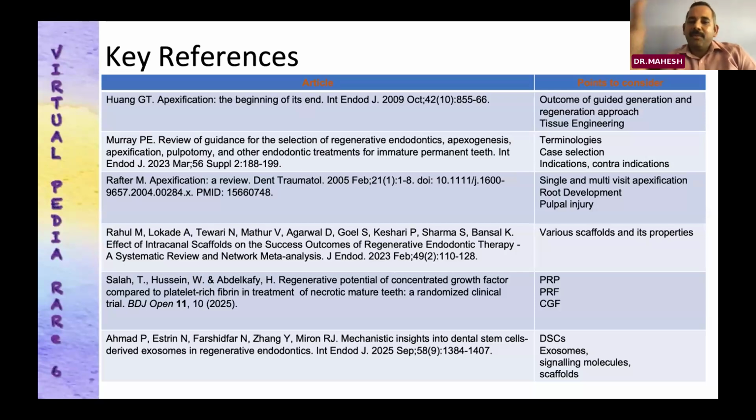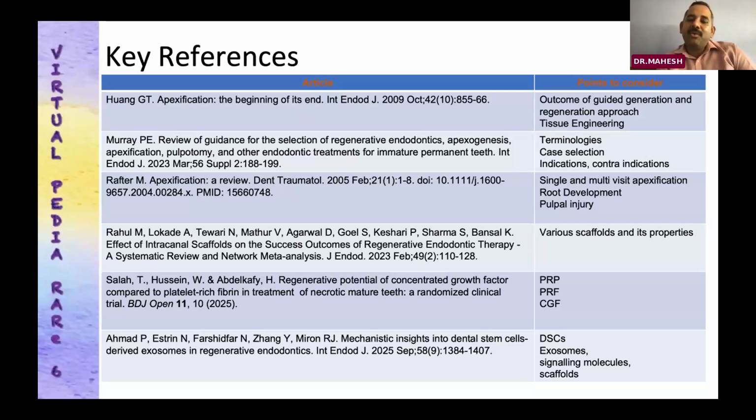This article will tell you about apexification, the definition of apexification, what is the width, what is the length of material which you have to keep, what materials are currently available, how the material is going to help in your apical closure. All of this is explained in detail in the apexification review by Rafter in 2005. And then if you want to read about your scaffolds, there's one recently published in 2023 in the Journal of Endodontics based on the scaffolds for your regenerative endodontics.